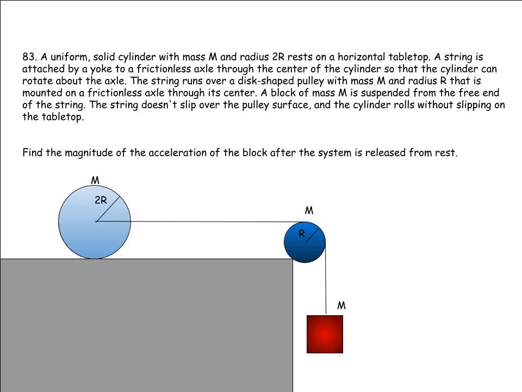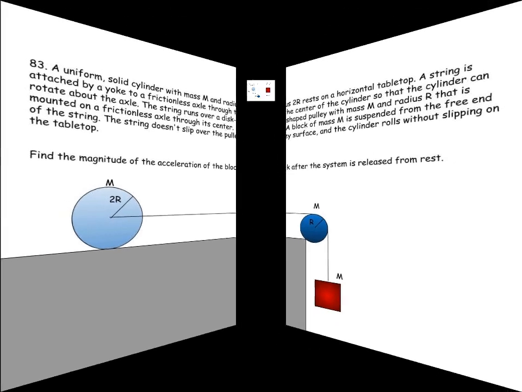A uniform solid cylinder with mass m and radius 2r rests on a horizontal tabletop. A string is attached by a yoke to a frictionless axle through the center of the cylinder, so that the cylinder can rotate about the axle. The string runs over a disc-shaped pulley with mass m and radius r that is mounted on a frictionless axle through its center. A block of mass m is suspended from the free end of the string. The string doesn't slip over the pulley surface, and the cylinder rolls without slipping on the tabletop. Find the magnitude of the acceleration of the block after the system is released from rest.